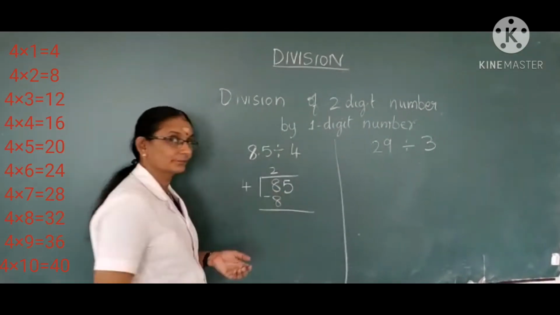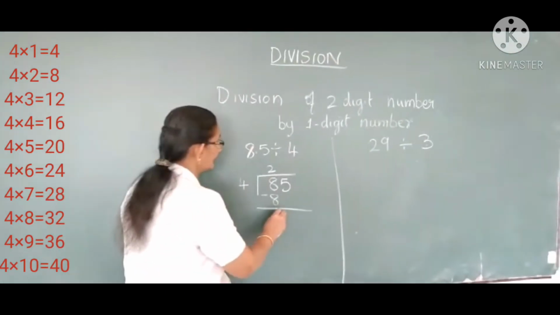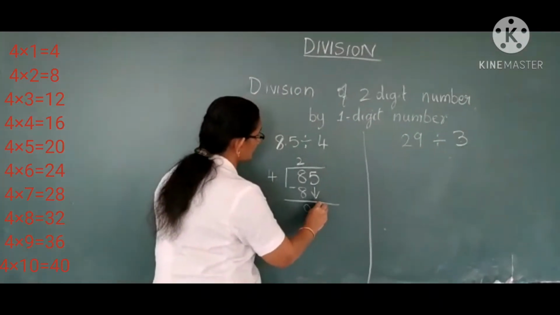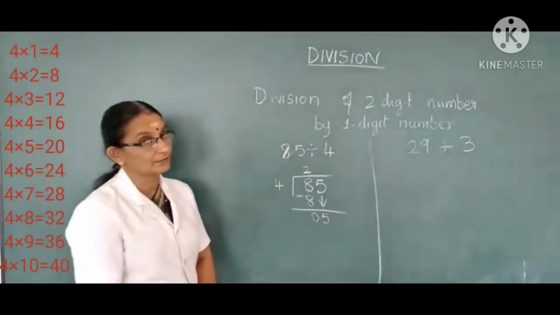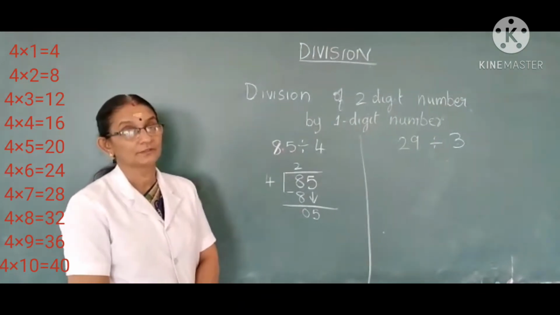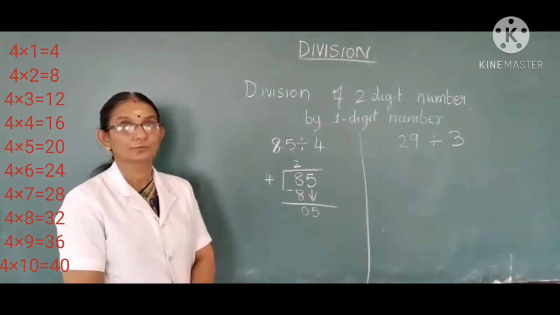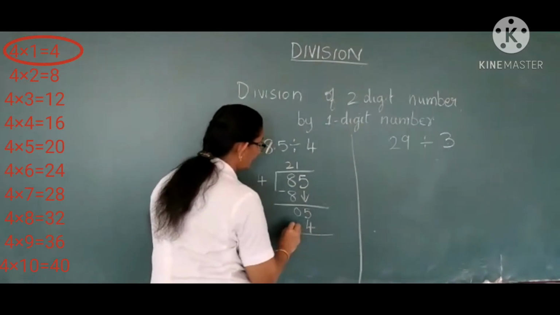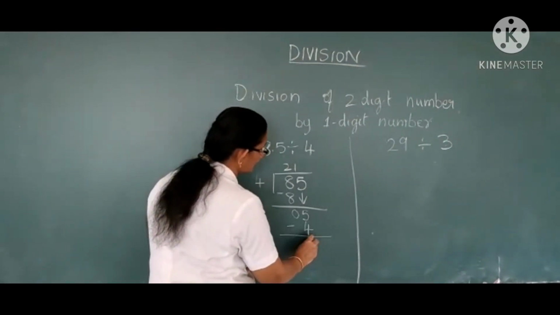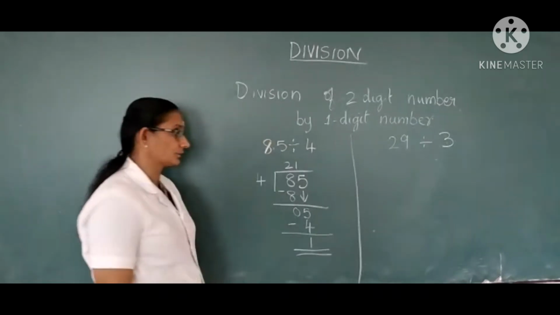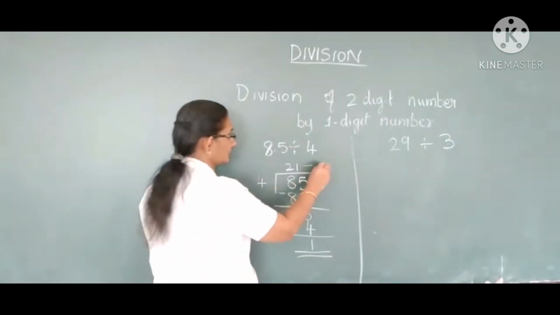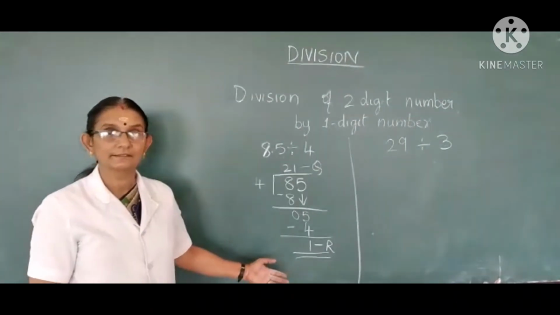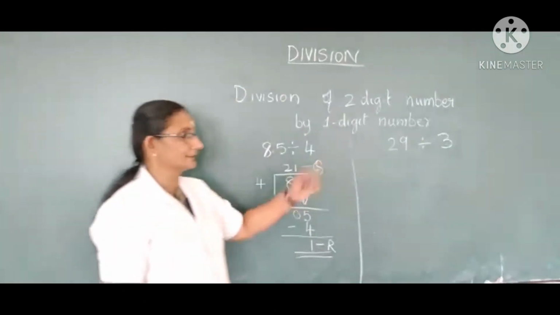Now, subtract 8 minus 8 is equal to 0. Then, we have to bring the next digit down. This is 5. And now check how many times 4 goes in 5. Yes. 1 time, isn't it? 4 ones are 4. So, 4 into 1 is equal to 4. Subtract again and you have 5 minus 4 is equal to 1. So, we have got the quotient as 21 and the remainder as 1. Okay children, is it clear now? Now let us see the next example here.